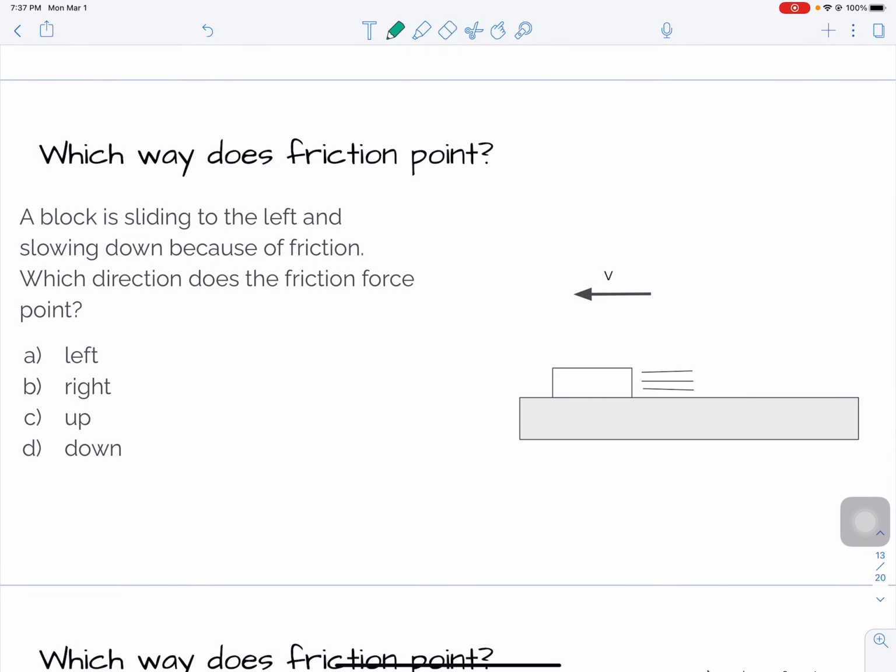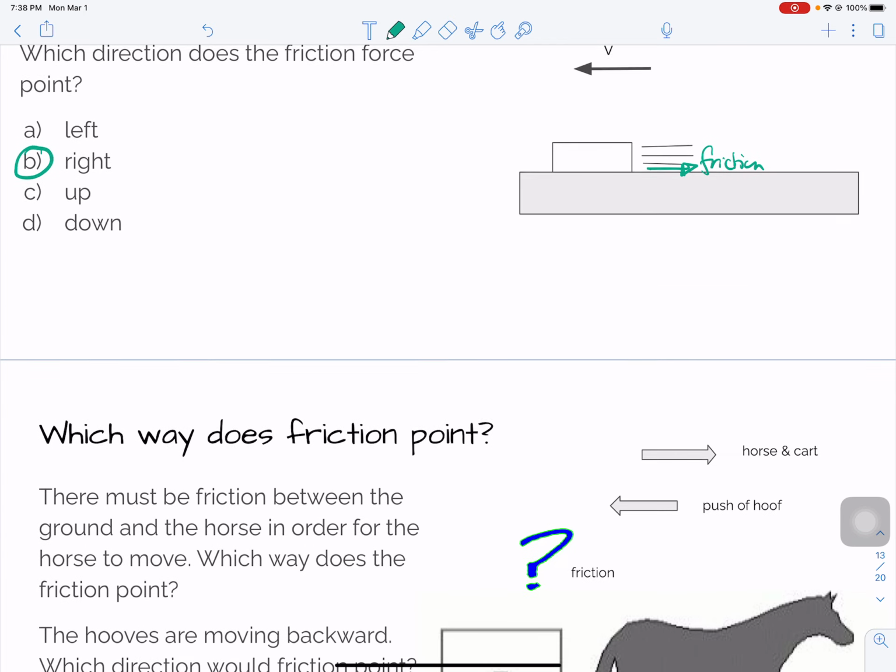A block is sliding to the left and slowing down because of friction. Which direction does the friction force point? If the block is sliding to the left, friction opposes the direction of the slide, and therefore the friction force points to the right. It's always parallel to the sliding surfaces, and so friction is forwards.